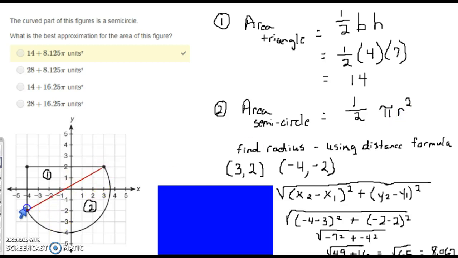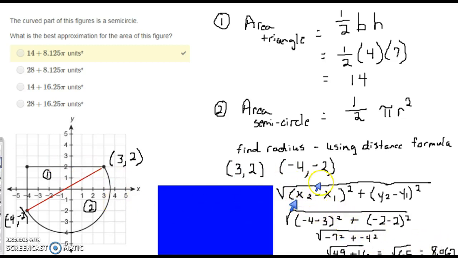We've got a sloped line, but this is the diameter. Okay, if this is half the circle, then this has to be our diameter. So we can use the distance formula to find our diameter and then divide that in half to find the radius. So this point is at 3, 2. This point is at -4, -2. And so that's what I've done here, using the distance formula for these 2 points to find that distance.